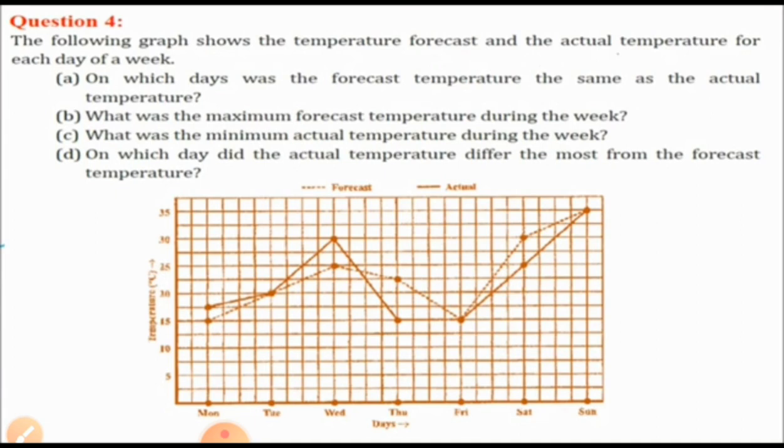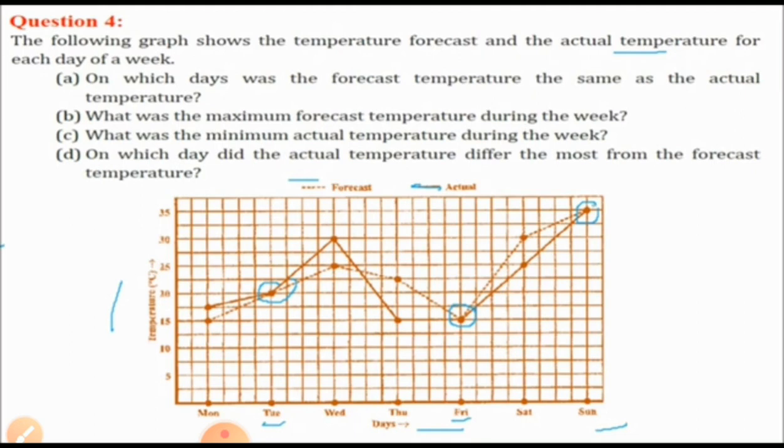The graph is given here. The following graph shows the temperature forecast and the actual temperature for each day of a week. Yes, Monday, Tuesday, Wednesday, Thursday, Friday, Saturday are written on the x-axis and y-axis temperature in centigrade. A. On which days was the forecast temperature the same as the actual temperature? What was the maximum forecast temperature during the week? C. What was the minimum actual temperature during the week? And D. On which day did the actual temperature differ the most from the forecast temperature?